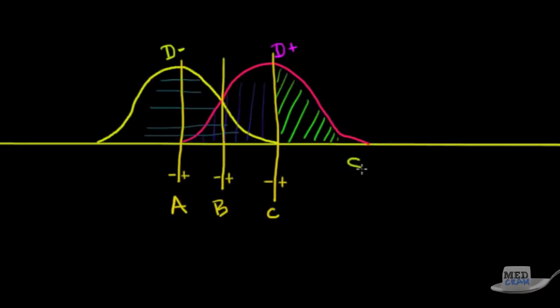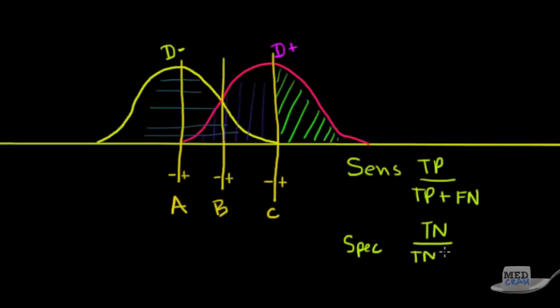Just for review, remember that the sensitivity is the true positive rate divided by the true positive rate plus the false negative rate. And the specificity is the true negative rate divided by the true negative rate plus the false positive rate.